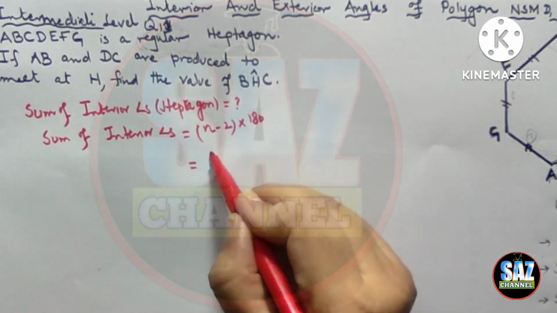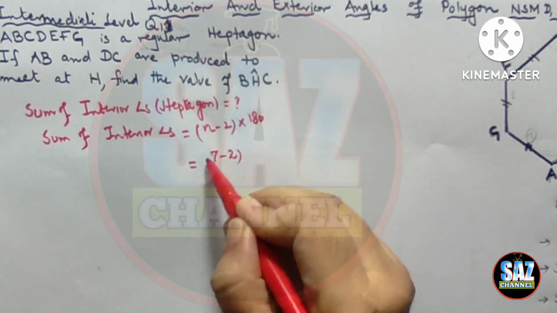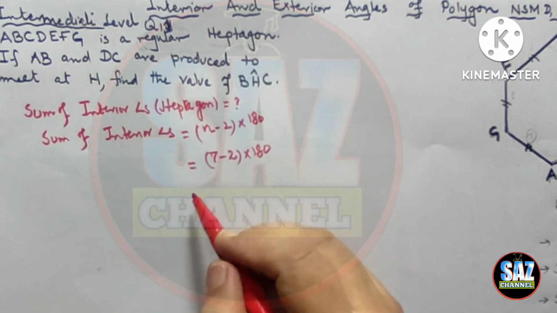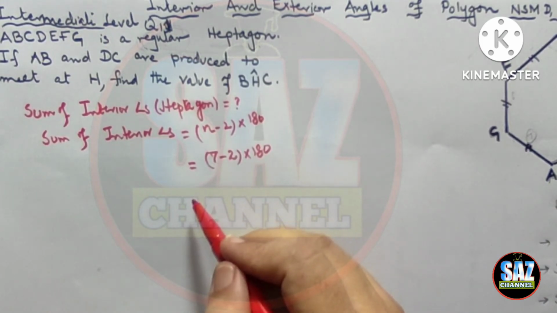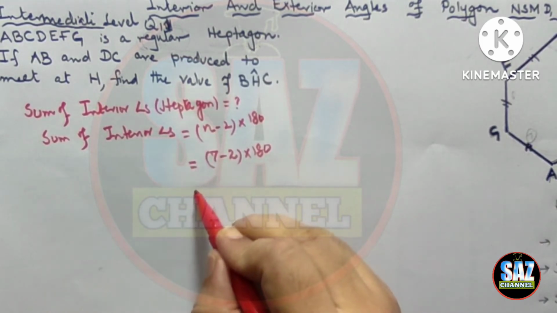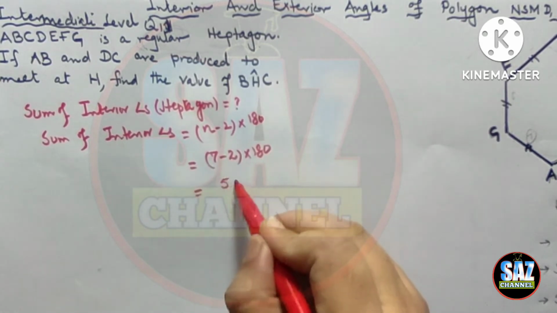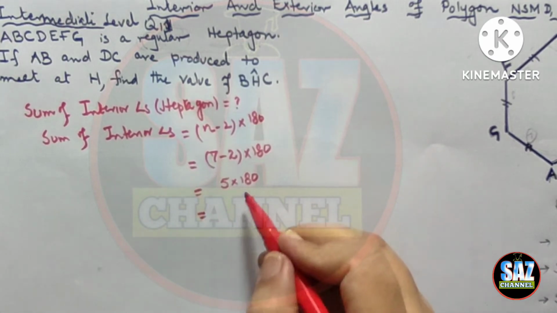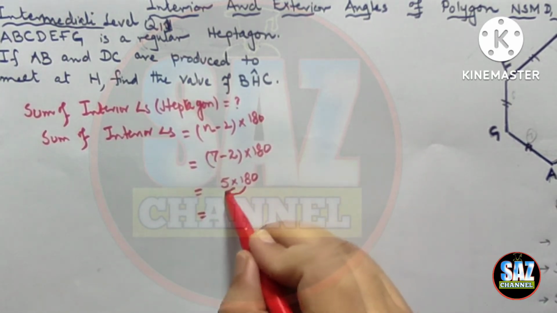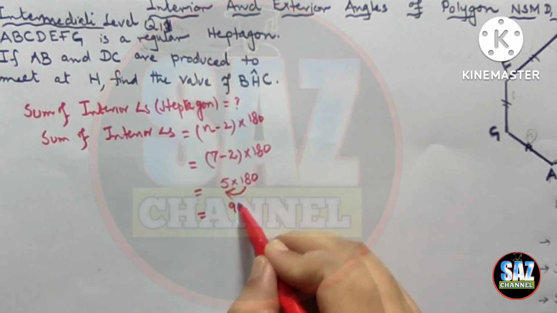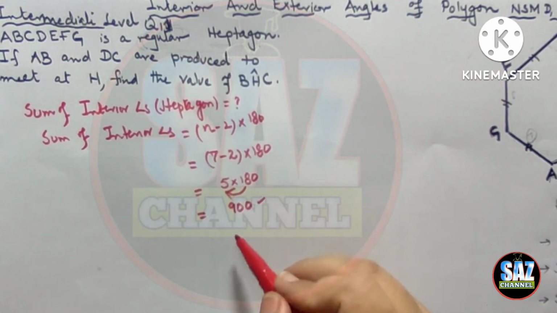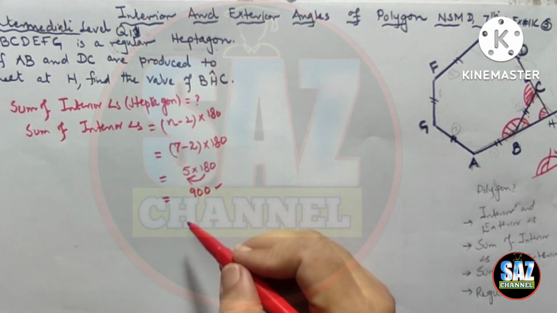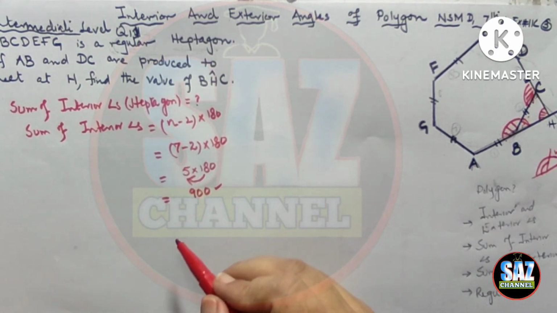N minus 2 is 7 minus 2 multiplied by 180, and 7 minus 2 is 5, multiplied by 180, and this will give me 5 times 18 is 90, so 900. Okay, I'm trying to perform the calculations without a calculator, because these questions can come in O-level examination paper 1.